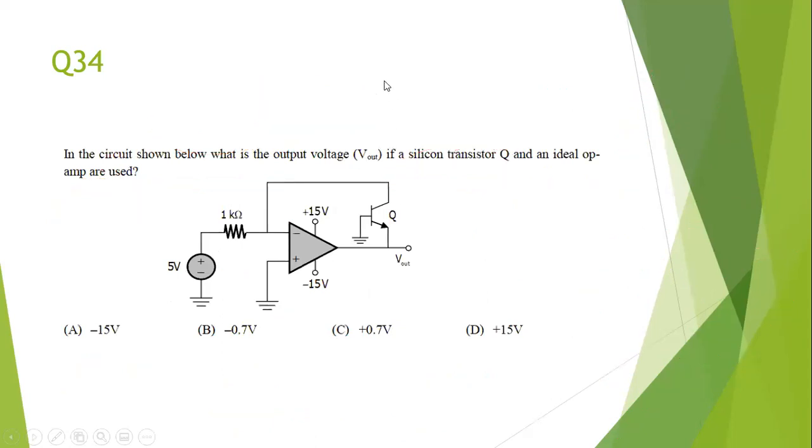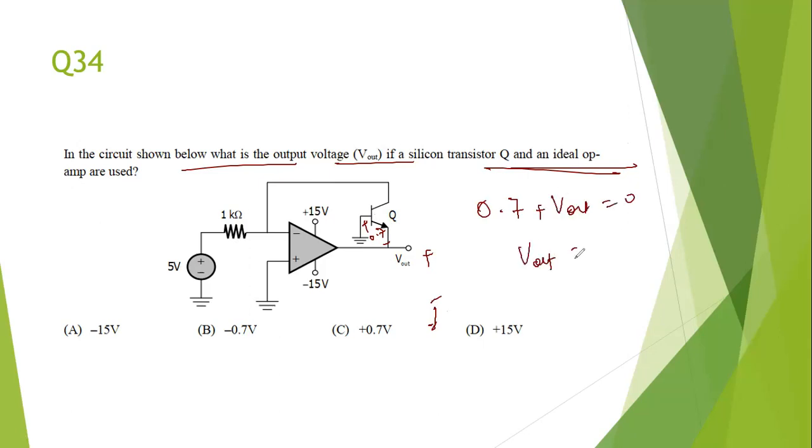Question number 34 is: in the circuit shown below, what is the output voltage V out of the transistor? My dear students, this is 5 volts, this is 5 volt, this is 0.7 volt. Now apply KVL here: 0.7 plus V output equals 0, so V output equals minus 0.7 volt. The answer is option B. Very simple question.